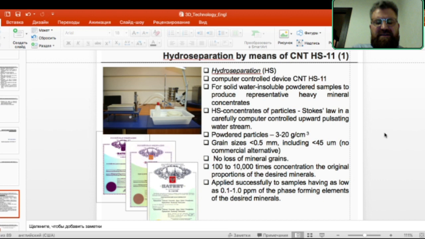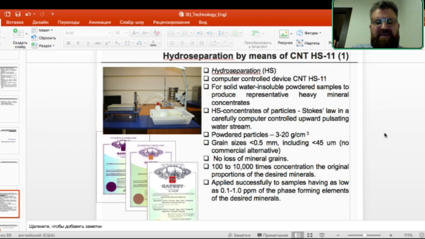It has been applied successfully to different samples having as low as 0.1 to 1 ppm, so from milligrams to grams per ton of the phase-forming elements of the desired mineral. It's a totally patented device, 3 different patents. What else am I going to say?